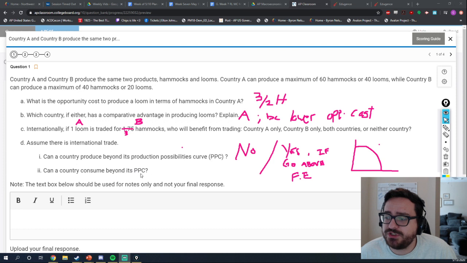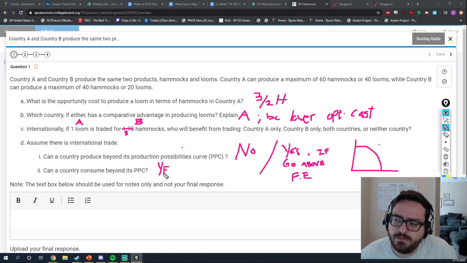Okay, now can a country consume beyond its production possibilities curve? Yes, it can. You can consume beyond it. That's the whole point of doing this kind of trade, right? Because this represents your ability to produce. It doesn't represent your ability to share with other countries. So yes, you can consume beyond your production possibilities curve because you can get more from other countries that allows you to continue to consume past your normal limits. Think of America in general: can we consume beyond our production? Yeah, definitely. Yes, with international trade.